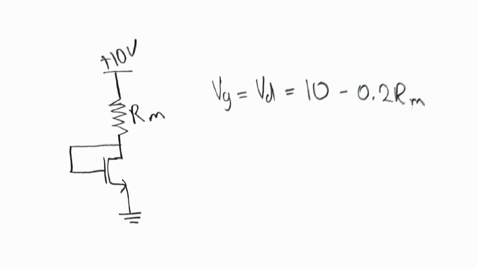Here I wrote down a relationship for VD in terms of ID and RM, which is VD, which is the voltage right here, is 10 minus the voltage drop across this resistor, which is equal to ID, which is 0.2, multiplied by the resistance. And since the drain and the gate are connected, VG also equals VD.